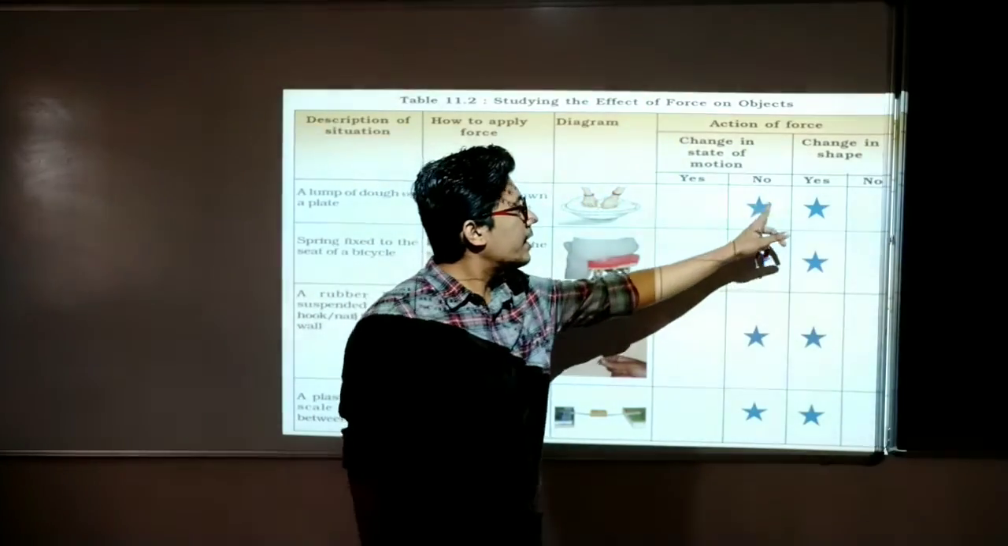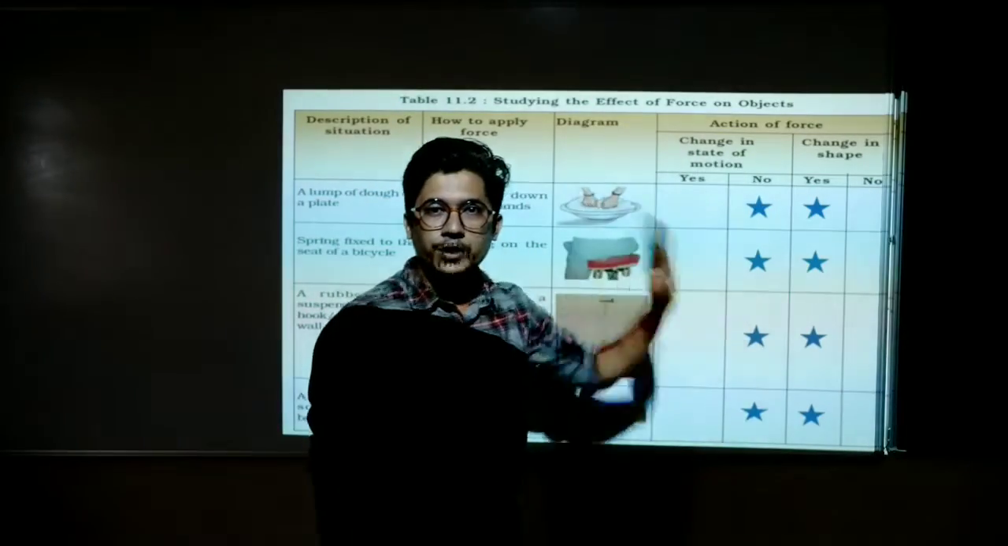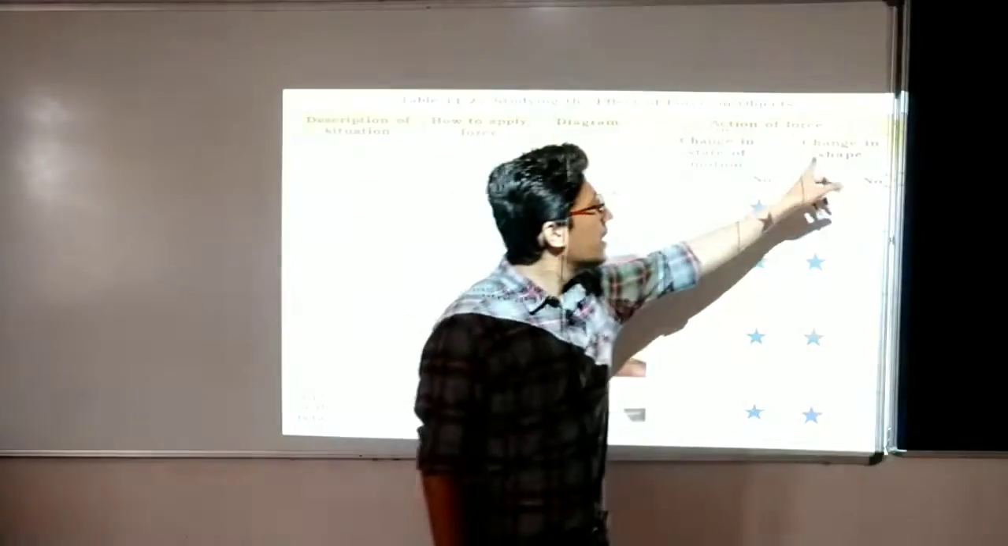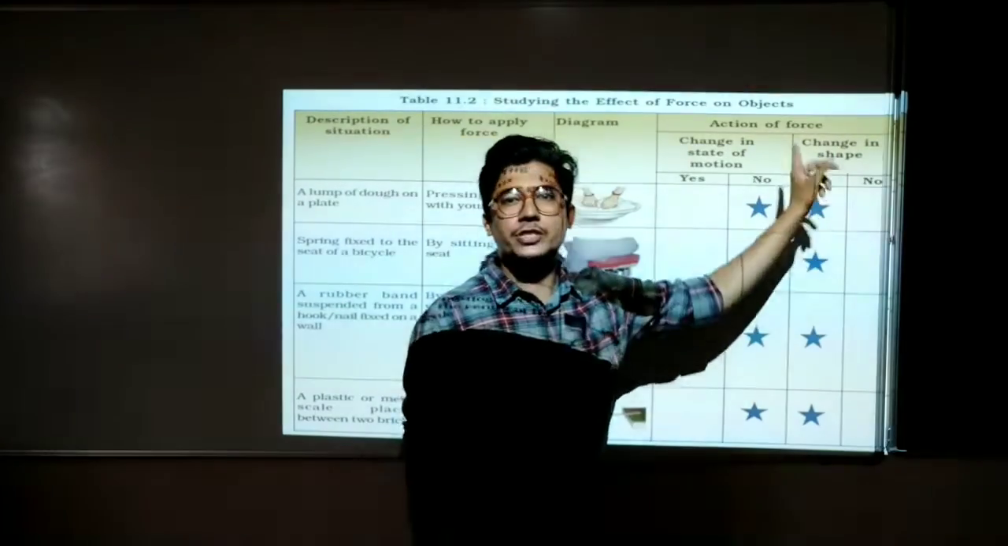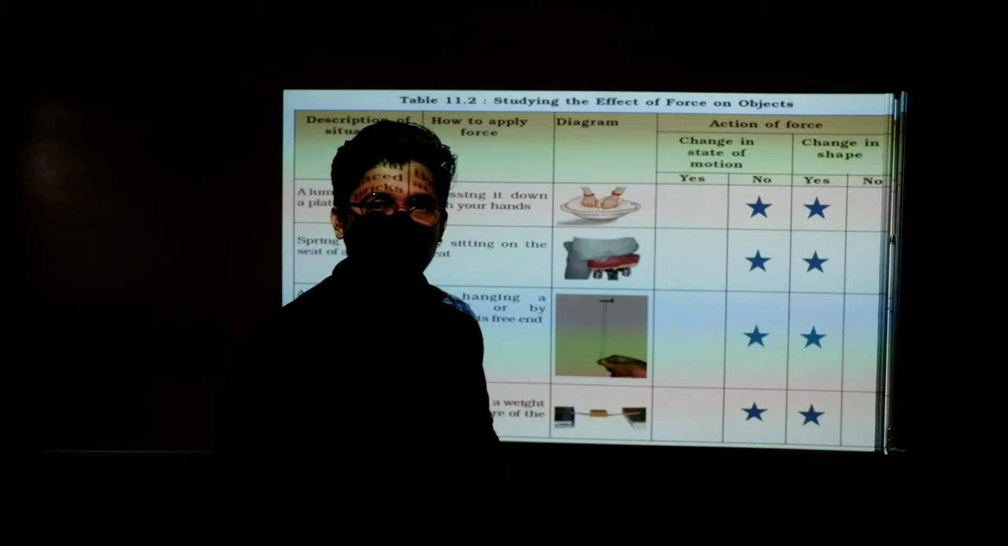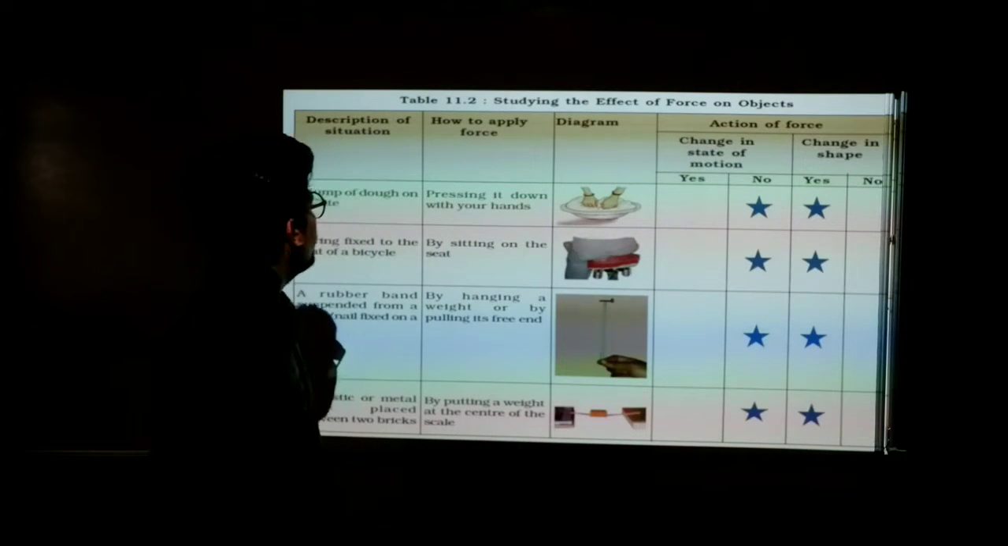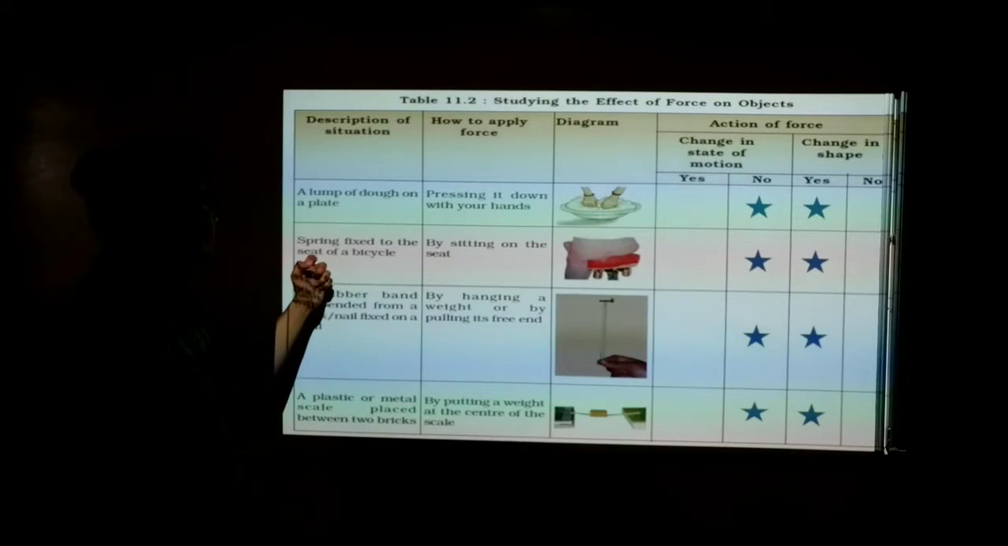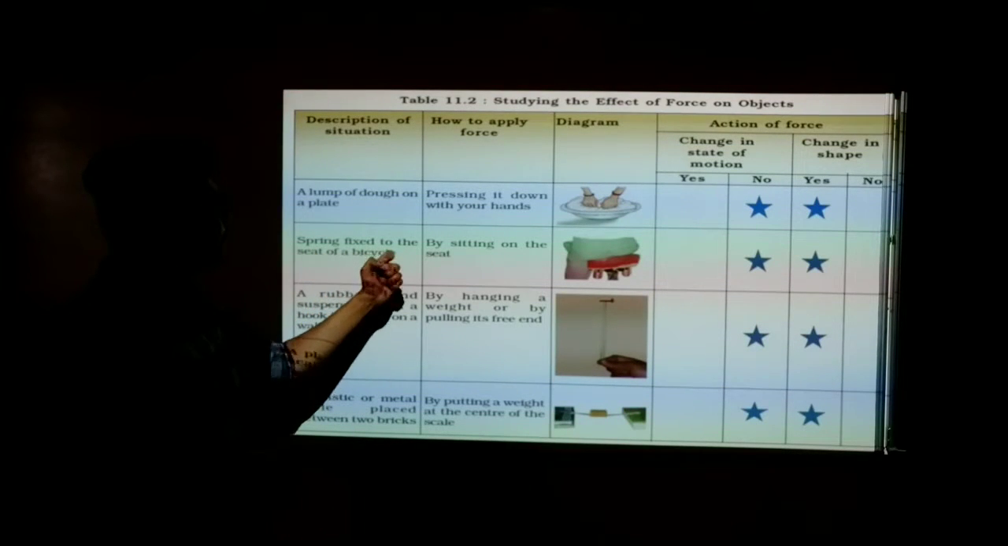So here there is no change in state of motion, but there is a change in shape. Of course there is a change in shape. After that you cook it and make a chapati. Yes or no? Okay. So we will move toward the second situation, which is sitting on the seat of a bicycle, where a spring is fixed to the seat.